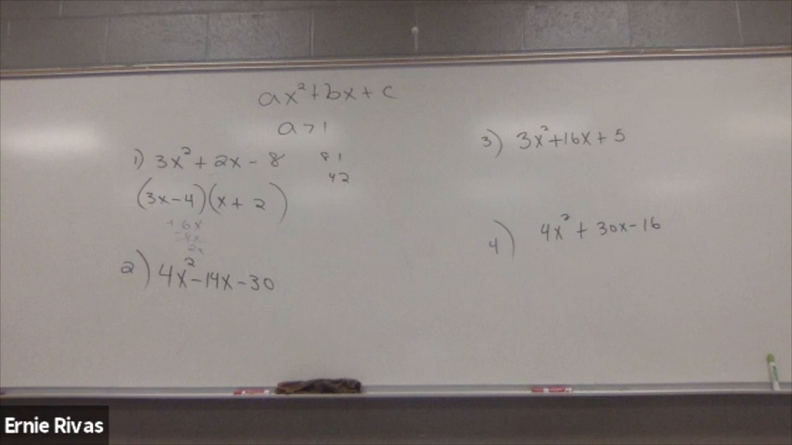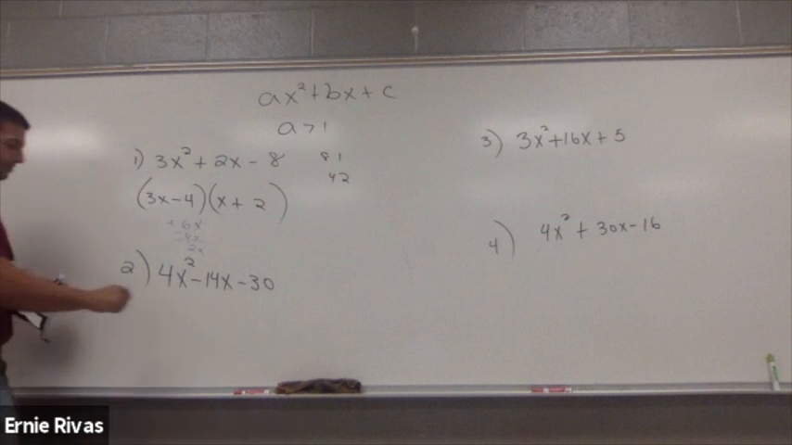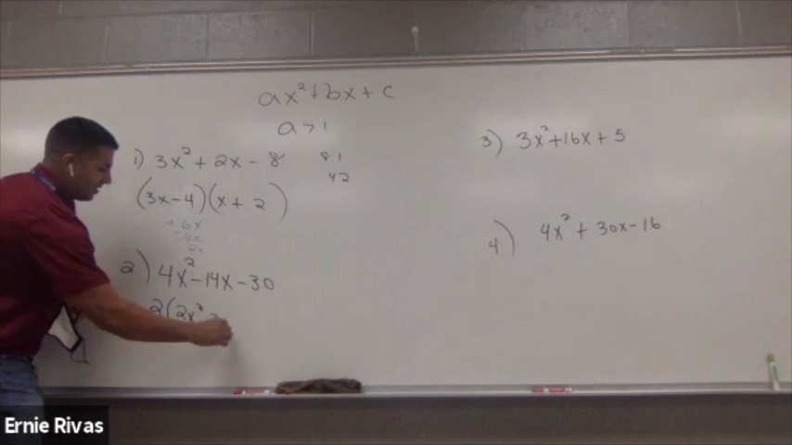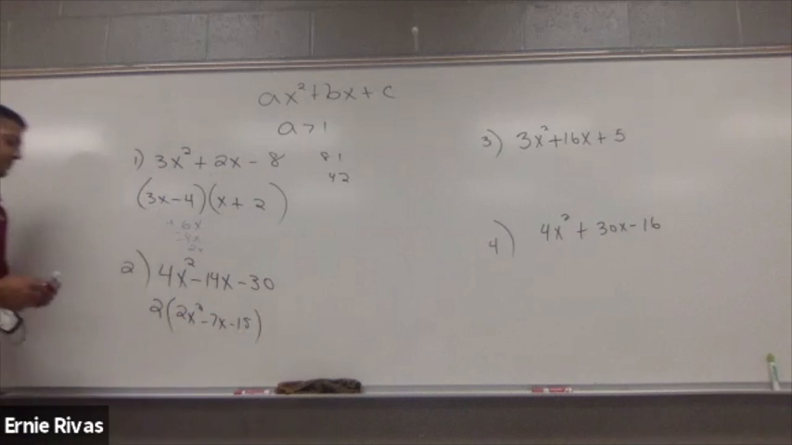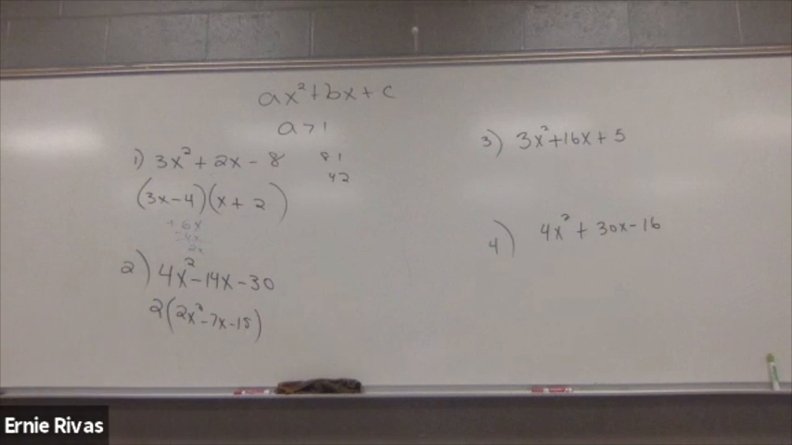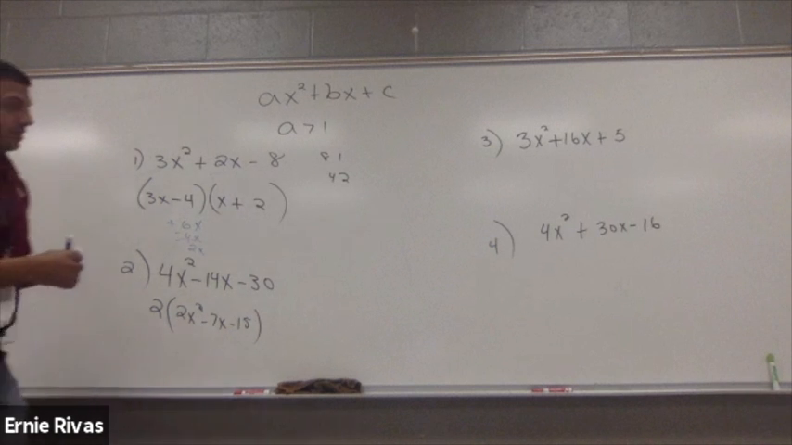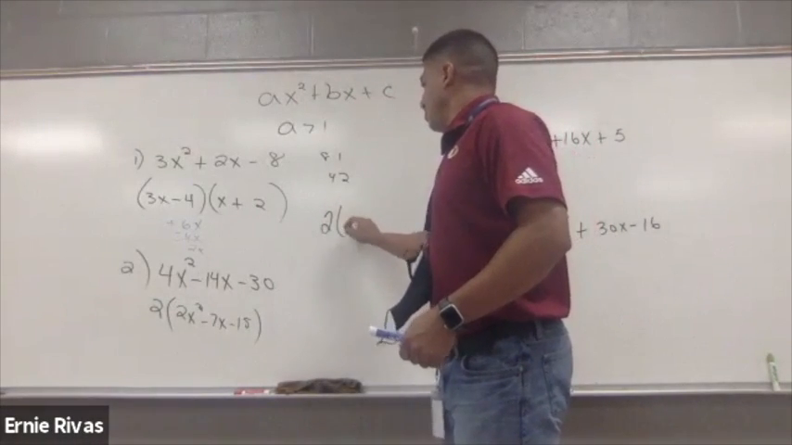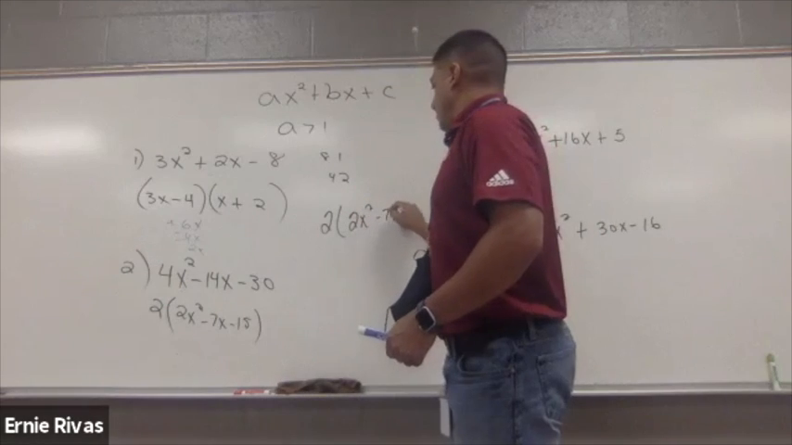Number 2, is there a greatest common factor? Yes. What? 2. So we're left with 2x squared minus 7x minus 15. Were you able to factor it from there? Can we factor it from there? Let's try it. I'm going to move it up because I'm running out of room. I can't write right there, so we'll move it right here. Right now what we're working with is 2x squared minus 7x minus 15.